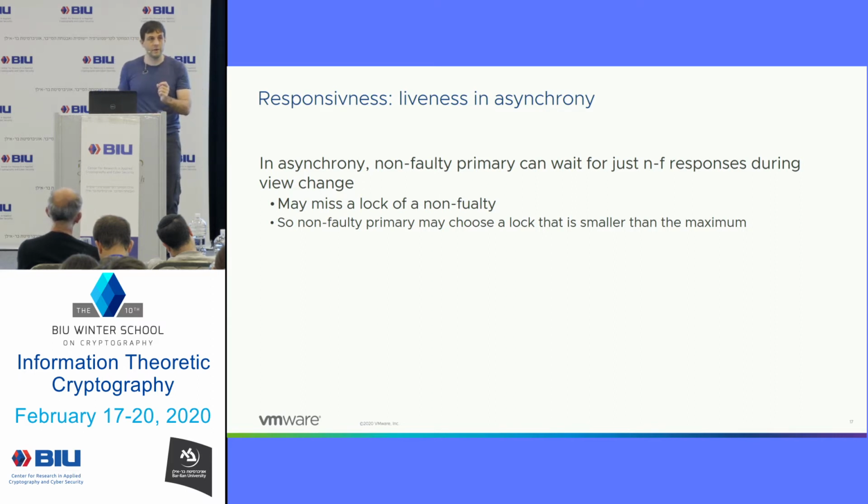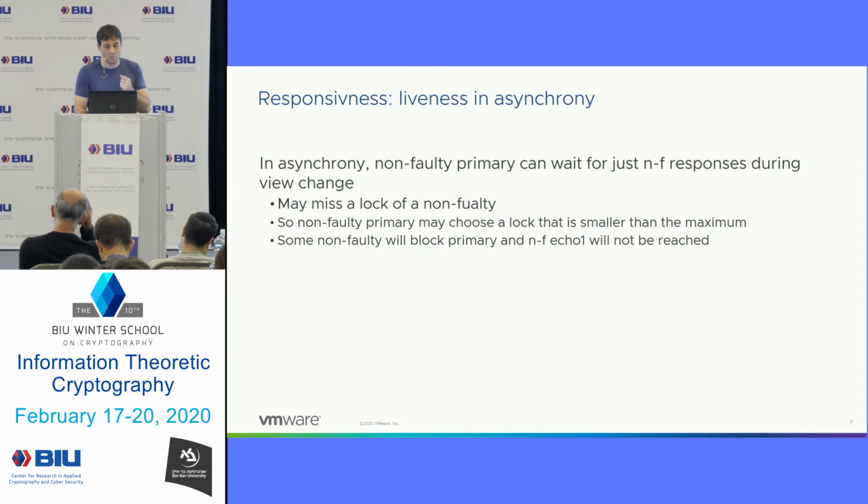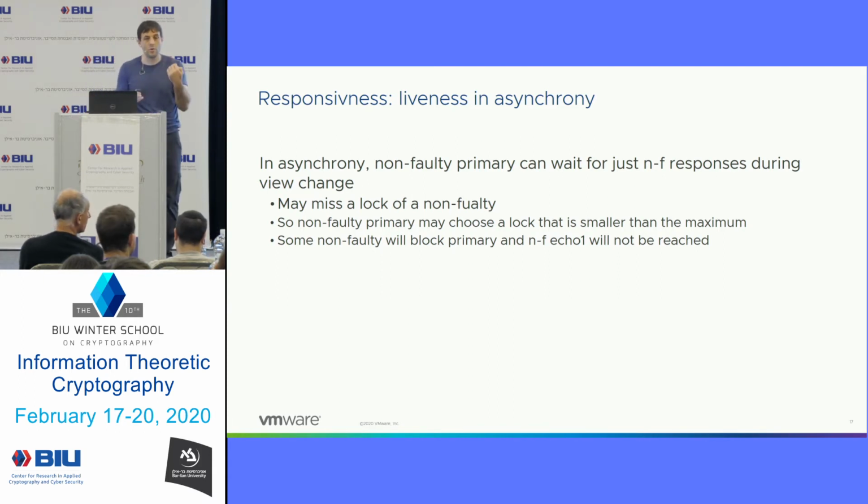And so the risk here is that there is a hidden lock. There is some honest replica that has a lock, and while we're doing view change, we missed it, and since this replica will not respond to lower requests, it will block the echo 1 message, and therefore we will lose liveness. This new primary will not be able to make progress because you will not have n minus f parties that will send echo 1. In particular, this party that has a higher lock that you ignore during view change will not accept your message.